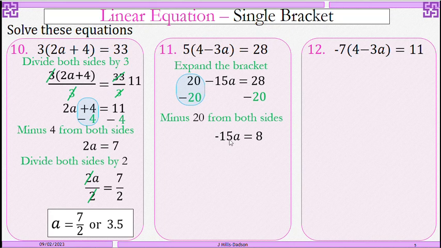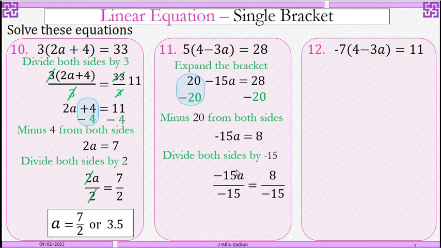Negative 15 is multiplying a, so we reverse it by dividing both sides by negative 15. And negative 15 divided by negative 15 is 1. So a is equal to negative 8 over negative 15, which is the same as negative 8 over 15. Can you pause it and try number 12 yourself the same way?